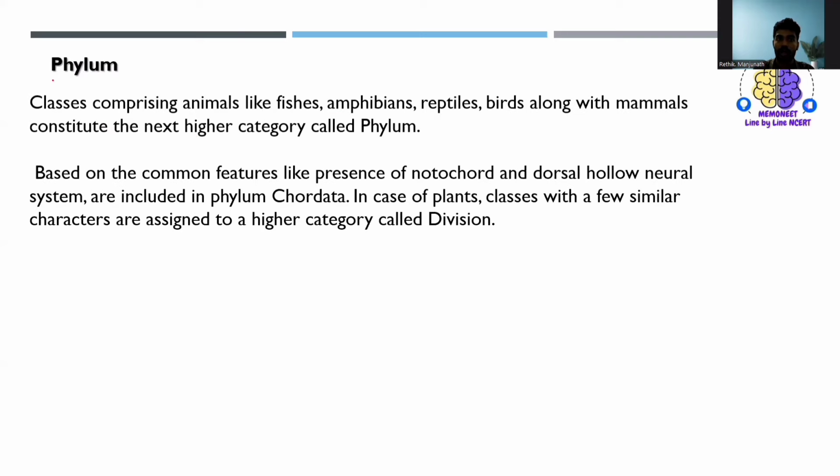Then the next one is phylum. Classes normally comprise animals such as fishes, amphibians, reptiles, birds along with mammals. So they come under the higher hierarchy, and these are called phylum. Based on very common features like whether a notochord is present or not, and the presence of a dorsal hollow neural system, we categorize living organisms under a specific phylum such as chordates and non-chordates. In case of plants, we assign them to the higher category called divisions. Whereas in animals, we classify them based on presence or absence of notochord, so phylum Chordata, phylum non-chordata.